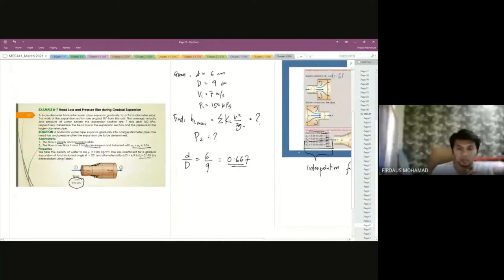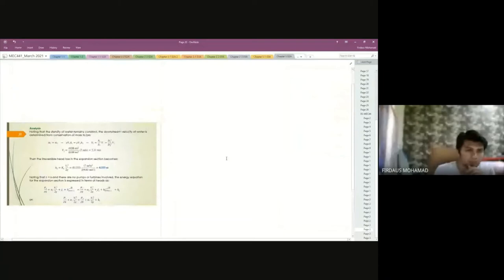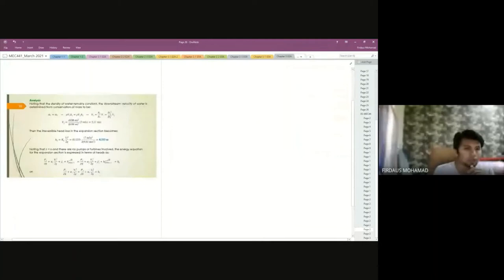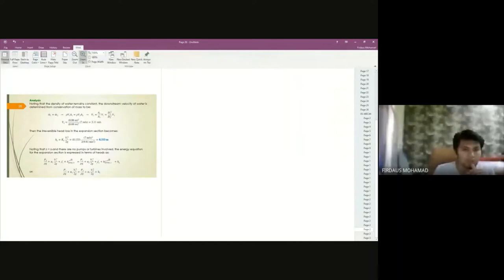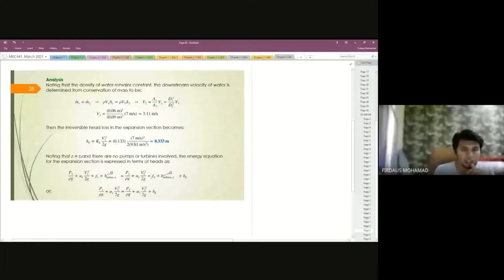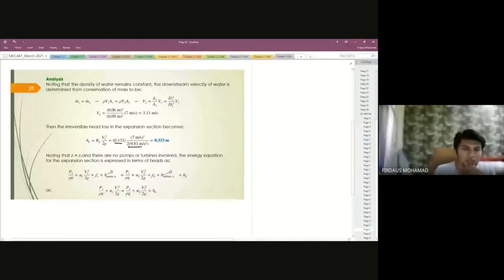How do we find the minor losses? HL equals KL V1 squared over 2g. So we need to find the velocity. Velocity 1 is given as 7 meter per second. So KL is 0.133, times 7 squared, over 2 multiplied by 9.81. So you will get the minor losses for this pipe fitting, which is equal to 0.333 meter.